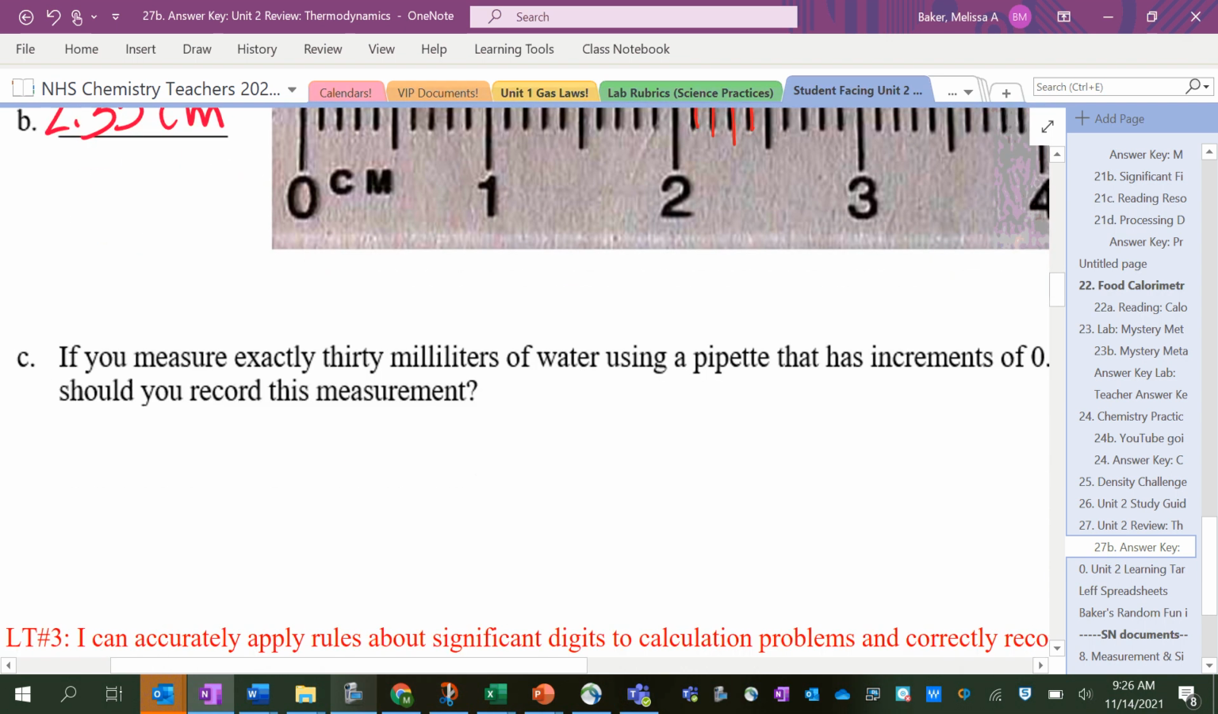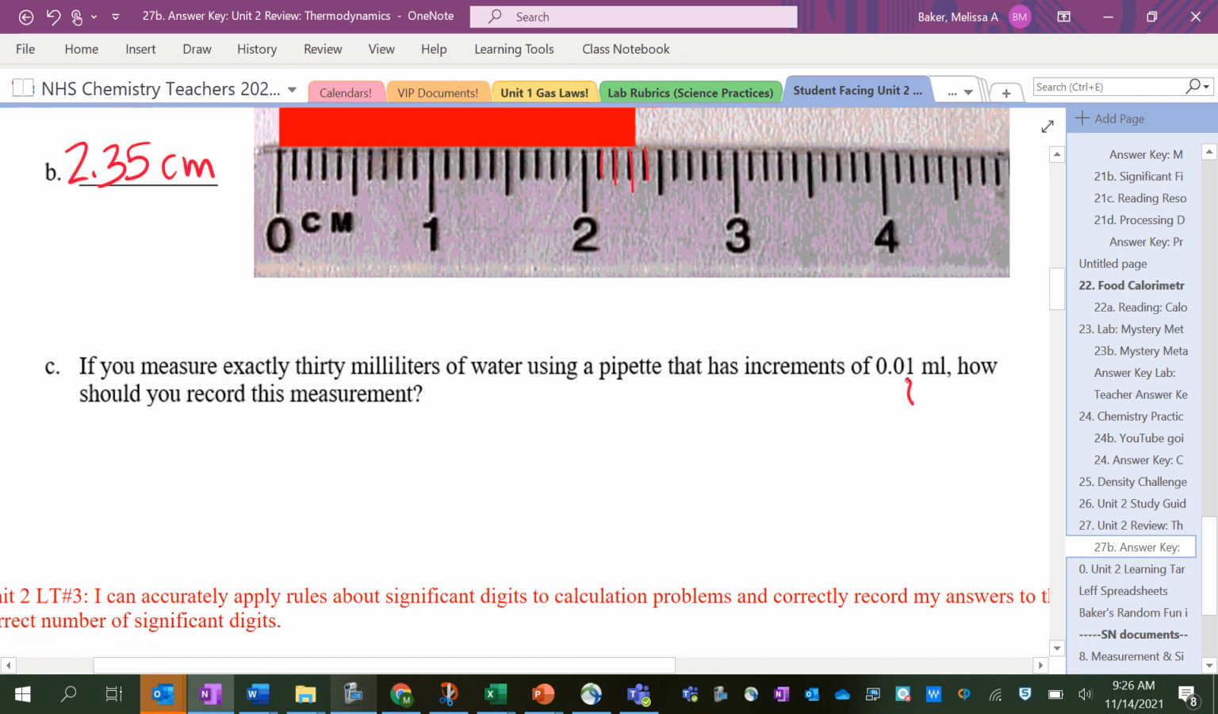If you measure exactly 30 milliliters of water using a pipette that has increments to the hundredths place, how should you record it? Well, it measures to the hundredths, so you need to estimate out one more to the thousandths place. So you would record 30.000.